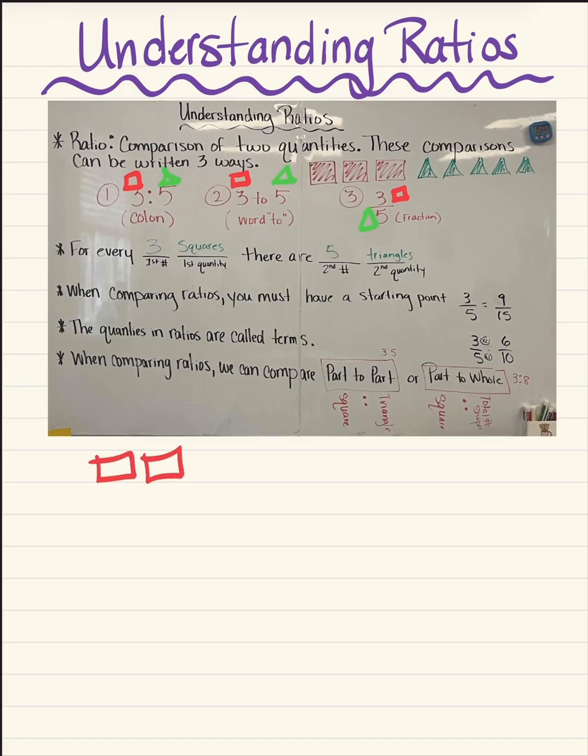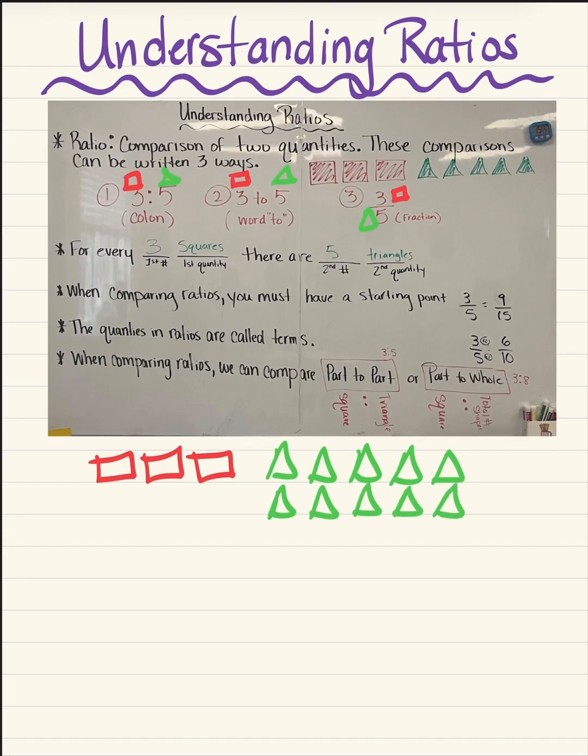As we discussed, we know that you have to have a starting point. So in the scenario with our squares and triangles, we know that we're starting with 3 squares and we have 5 green triangles. What would happen? How would this ratio change if we wanted to have 10 triangles? Well, because I have 10 triangles, that means I'm going to have a total of 6 squares. Why? Because since I added 5 additional triangles, I have to add 3 more squares because the statement is for every 3 squares, you have 5 green triangles.